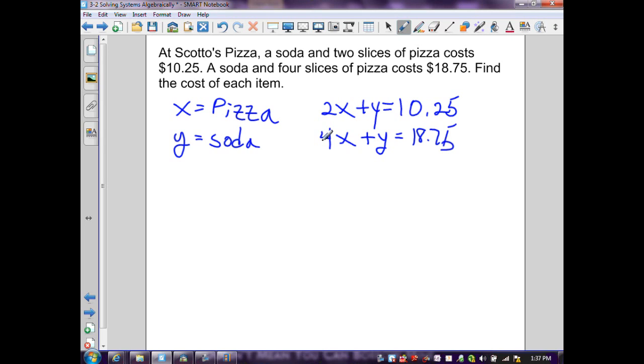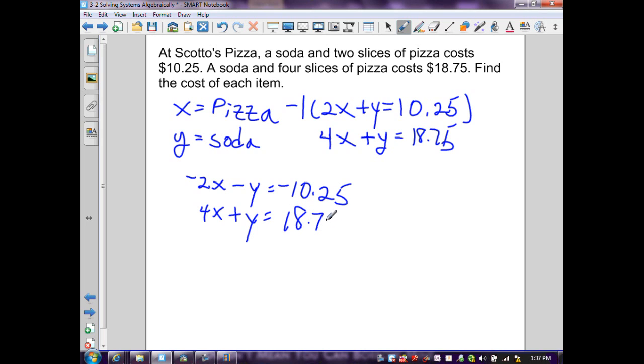Now I have my system of equations, and all I have to do is get one of my variables to be opposite. So what I'm going to do is multiply the top equation by a negative 1, and that will get my y variables to eliminate. That gives me a negative 2x minus y equals a negative 10.25. Bringing over the other equation, 4x plus y is equal to 18.75.